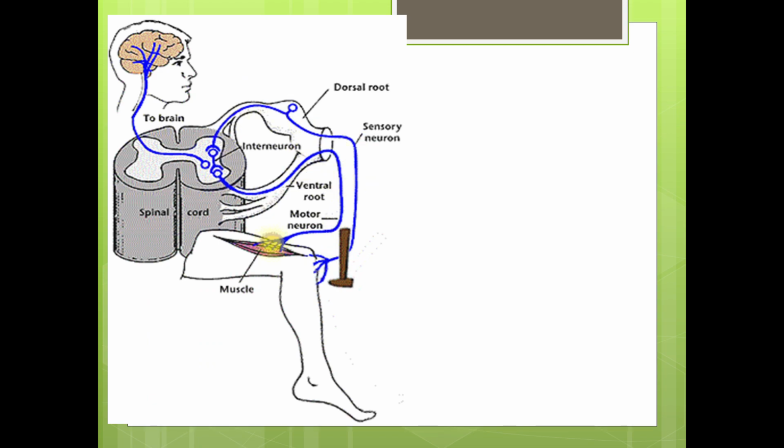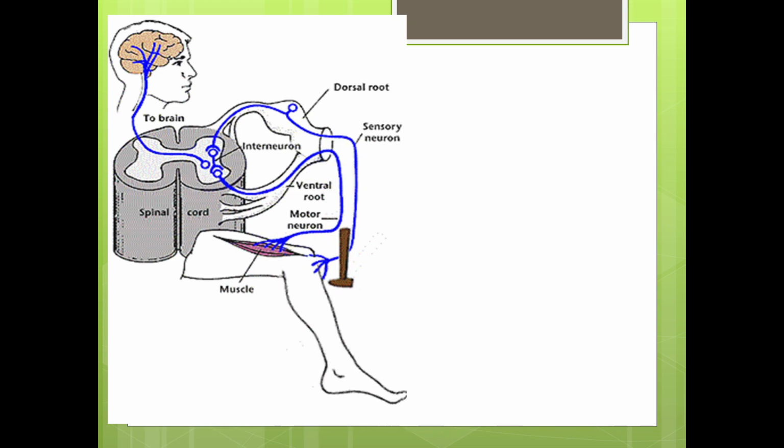When you hit just close to the knee of your leg, that stimulus is received by the skin, and that stimulus is transmitted to the spinal cord by the sensory neuron. Here the dorsal root, here the cell body. Then the sensory neuron transmits the impulse to the interneuron. Then the interneuron transmits the impulse to the muscle of the leg. Then the muscle contracts and your leg moves forward. This is a reflex action. We call it the knee jerk.